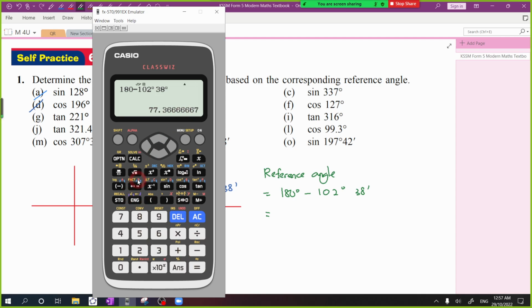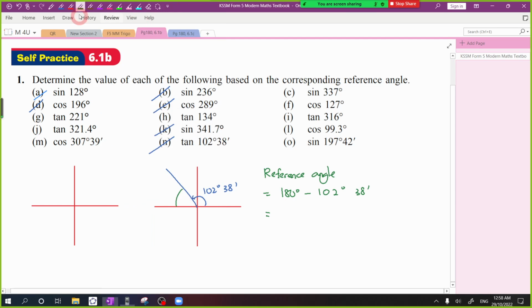If you want to write your answer in degree and minutes, just press this. 77 degree 22 minutes. So this one you can press degree also, but if you don't want to press degree, it's okay. Your calculator knows that it's a degree because it is already set in degree. 77 degree 22 minutes.